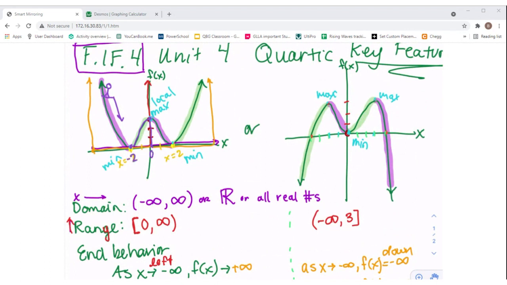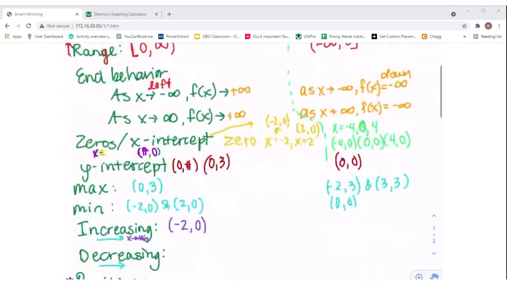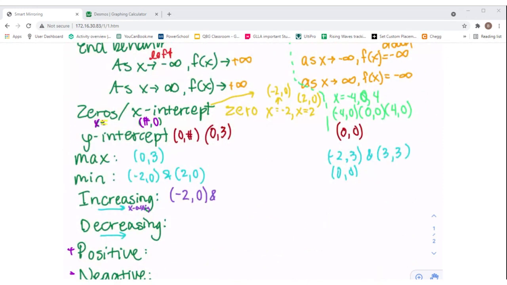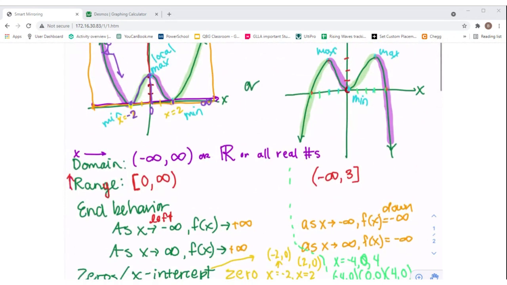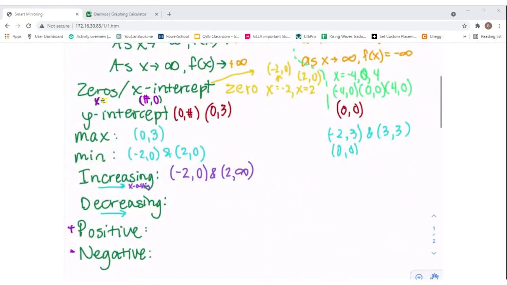And then it starts again at 2 and goes to infinity. 2 to infinity. And then decreasing would be from -infinity to -2, basically everything else. So -infinity to -2 and 0 to 2. So when you're looking at increasing and decreasing, you need to talk about the whole graph.